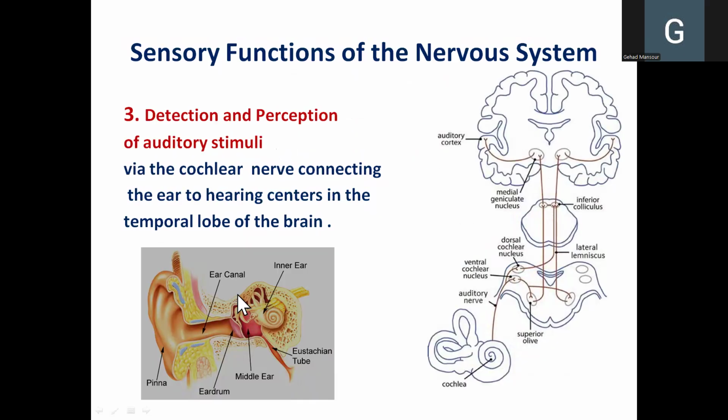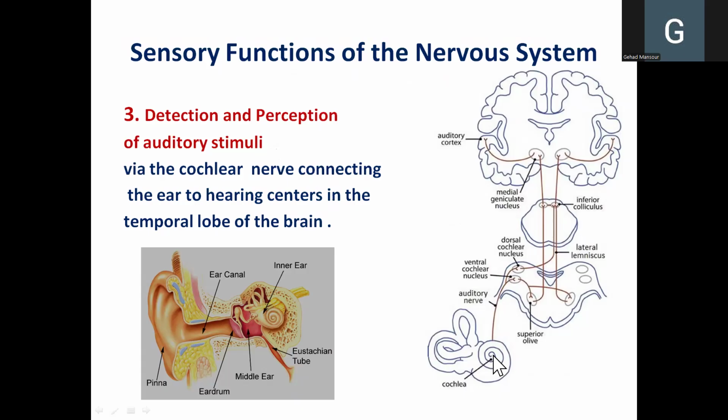Another function of the nervous system is the detection of the auditory stimuli. And as you can see, inside the inner ear you have two important structures. You have the cochlea and you have the semicircular canal. The cochlea is the organ of hearing, and the semicircular canals are the organ of equilibrium. The cochlea is the organ of hearing because it contains fluid and it contains hair cells inside this spiral structure.